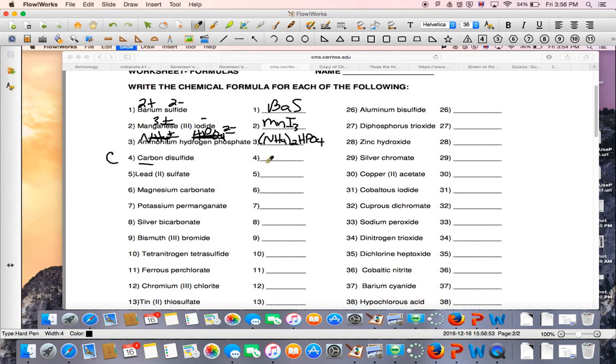So carbon, there's only one of them. And disulfide means 2 S's. Okay, so this is molecular. It's when something's been covalently bonded because there are 2 nonmetals. Carbon's a nonmetal and sulfur's a nonmetal.